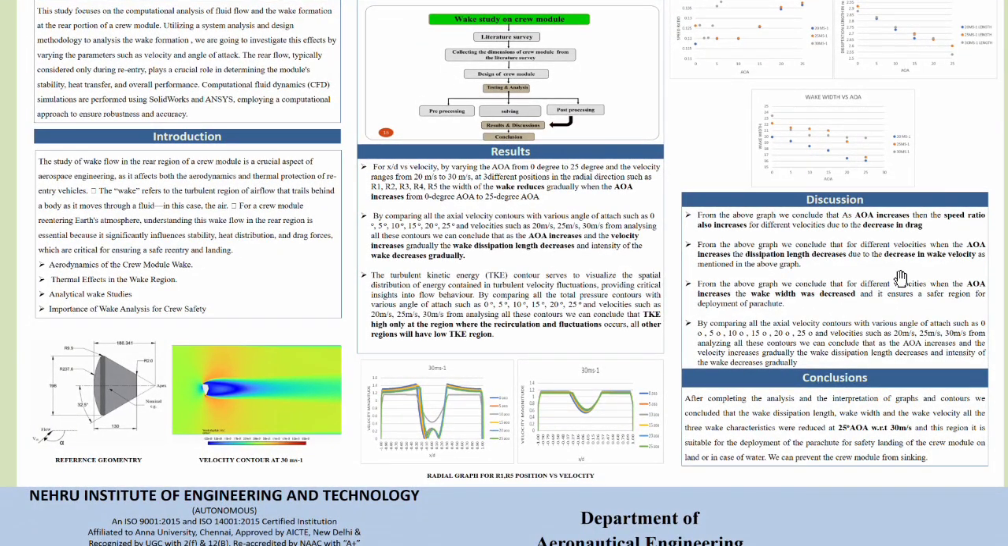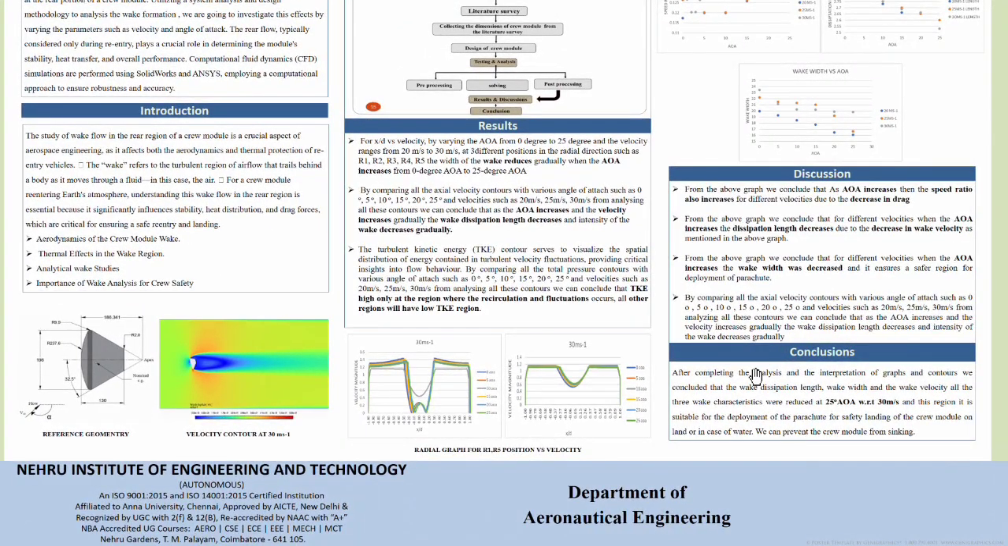These are all the discussions. After completing the analysis, we have concluded that at 25 degrees of angle of attack with respect to 30 meters per second of velocity, this region is suitable for the deployment of a parachute for safe landing of the crew module on land, or in case of water, we can prevent the crew module from sinking.